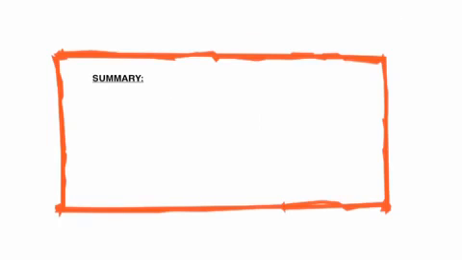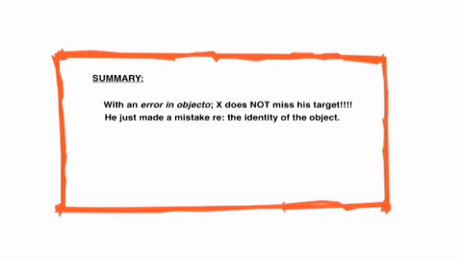In summary, with an error in objecto, X does not miss his target. He just made a mistake regarding the identity of the object. In a case of aberratio ictus, X will miss his target.